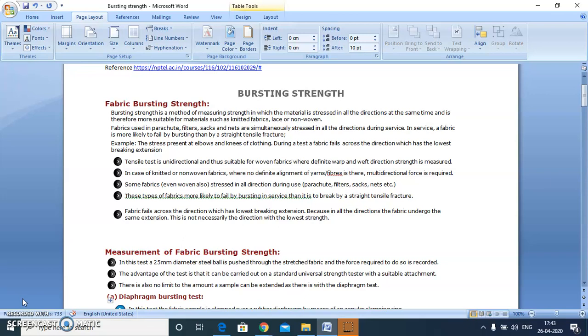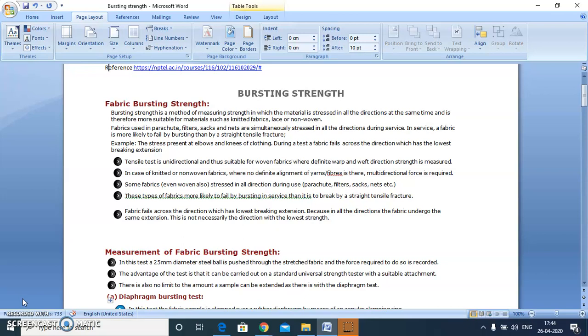So, first we need to understand why we measure bursting strength. We have already studied tensile strength and tearing strength, but still, why do we measure bursting strength? For some applications such as parachutes, filters, sacks, and nets, the fabric material is stressed in all directions during service. So we need to design a strength test which gives a multi-directional stress.